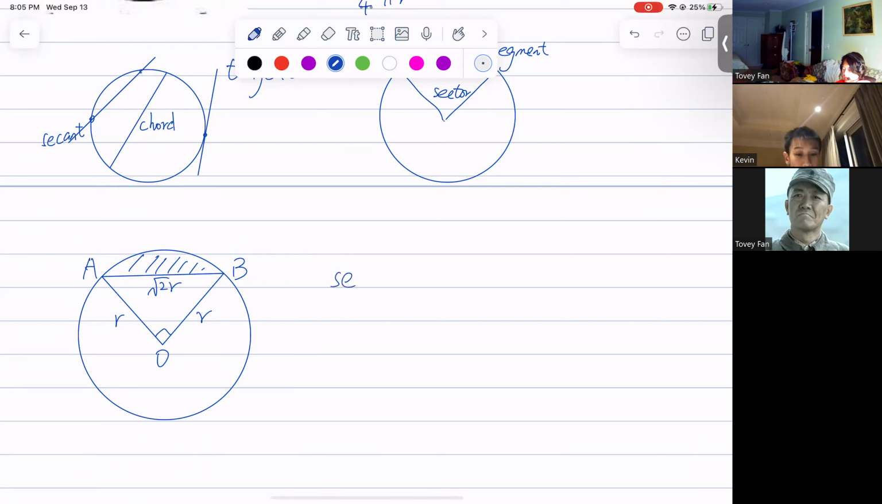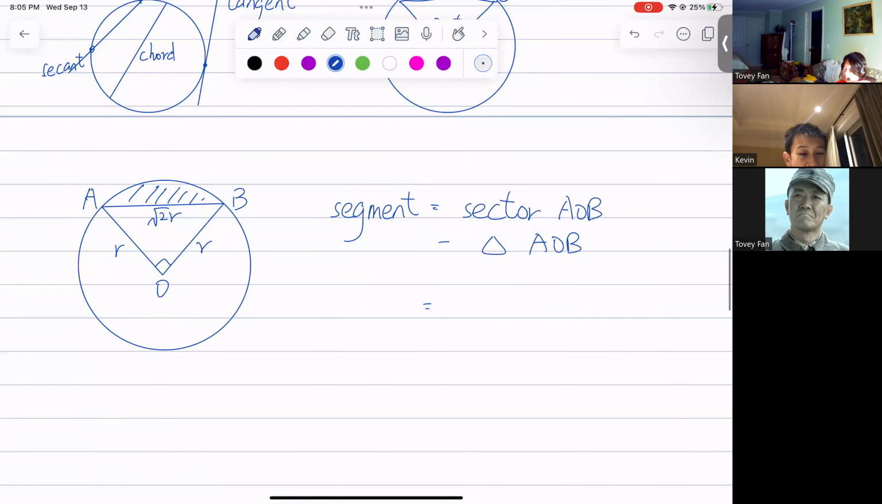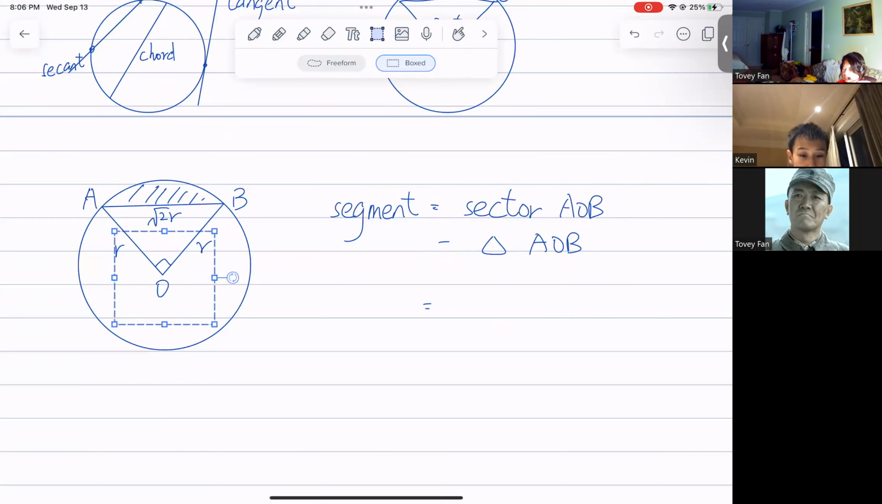So the segment is the sector AOB minus the triangle AOB. See if that makes sense? Does it make sense? Okay, what is the area of the sector AOB? Sector AOB. How do you find the area of a sector?